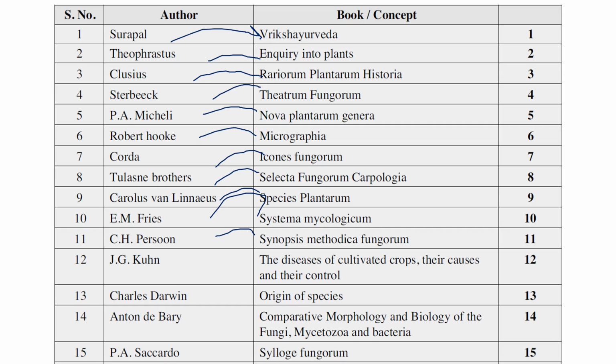1821, C.H. Persoon, Synopsis Methodica Fungorum 1801, J.G. Kühn, The Diseases of Cultivated Crops, Their Causes and Their Control 1858, and it is the first book that is completely devoted or related to plant pathology. Okay. Charles Darwin, Origin of Species around 1853 I think. Anton de Bary, Comparative Morphology and Biology of Fungi, Mycetozoa and Bacteria. So German version published in 1866, English version published in around 1887 probably. And Saccardo, Sylloge Fungorum. It is a series of years around 20 to 30 years, started around 1870s, finished around 1910 and 1912 time.